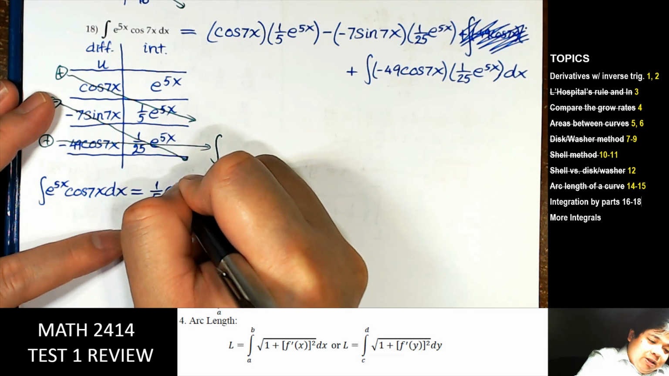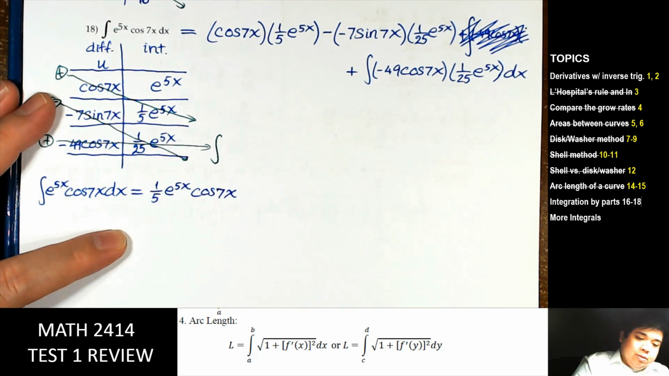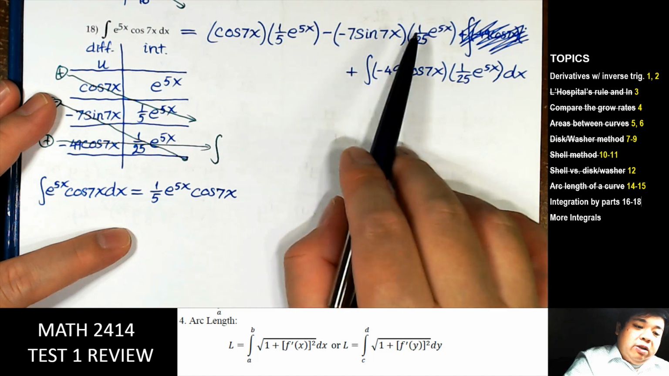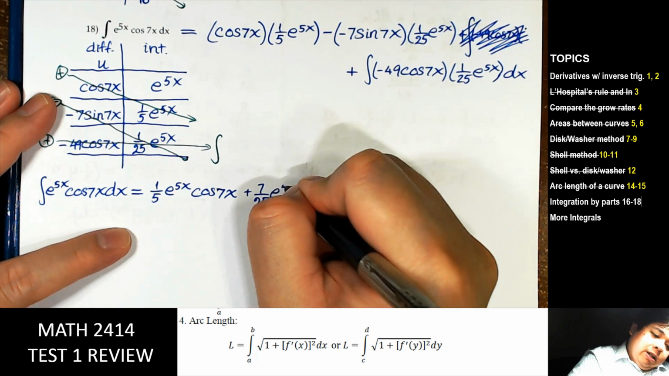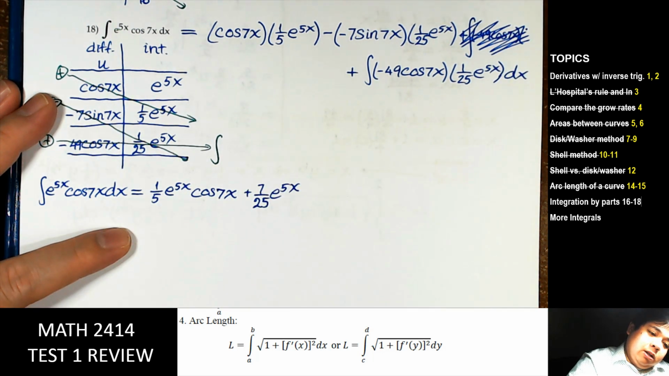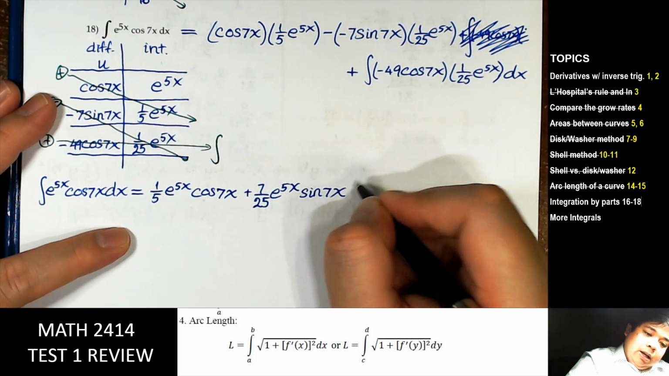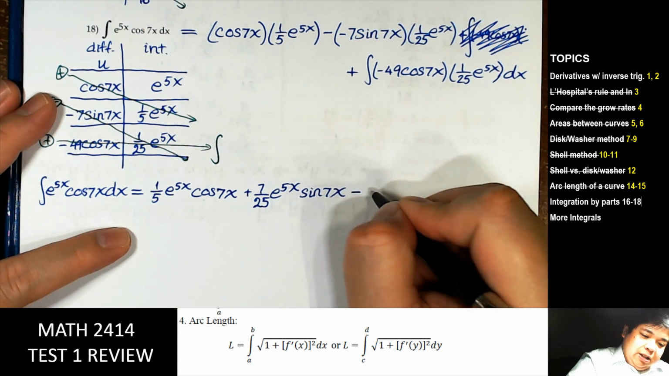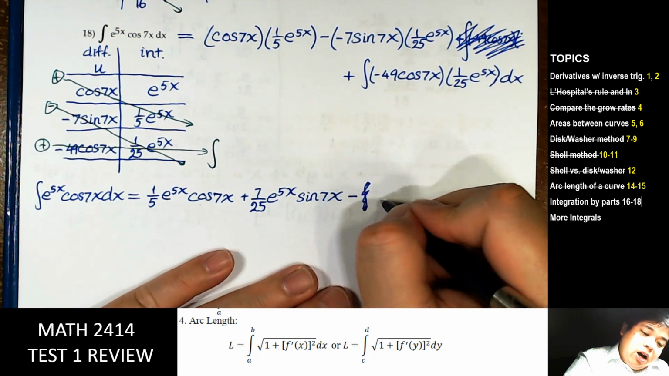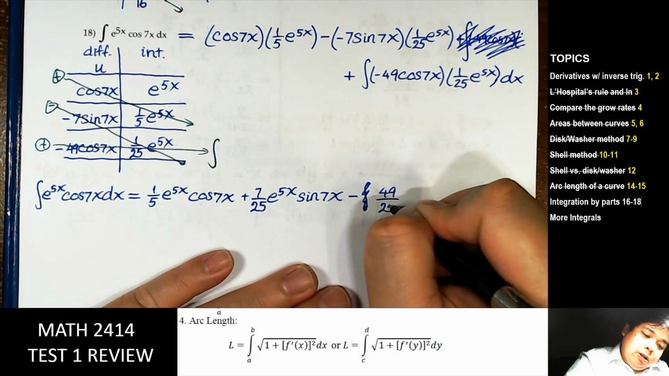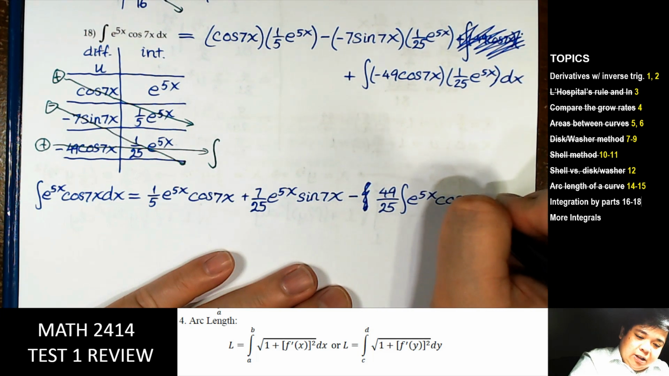Let's write e to the 5x cosine of 7x. That is positive 7 over 25 e to the 5x sine of 7x. And that actually is negative 49 over 25 e to the 5x cosine 7x dx.